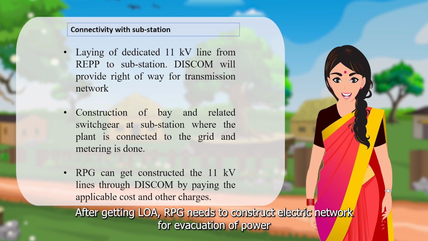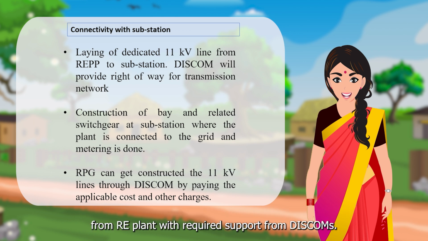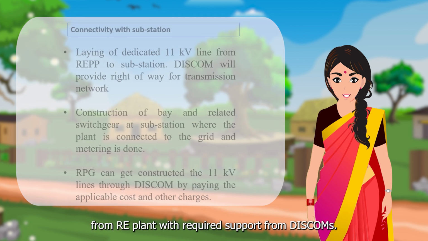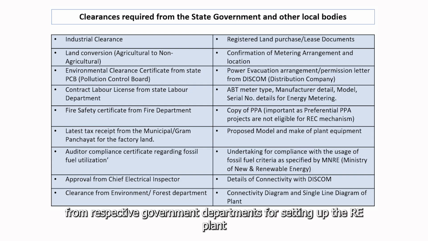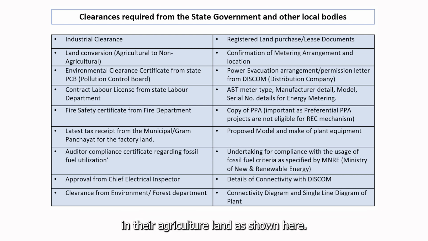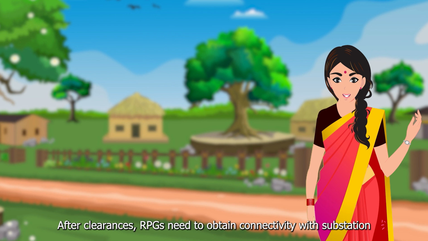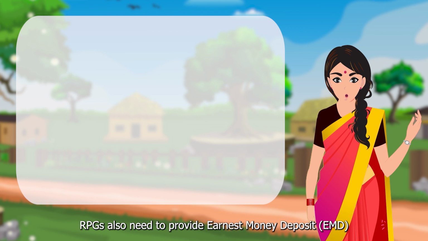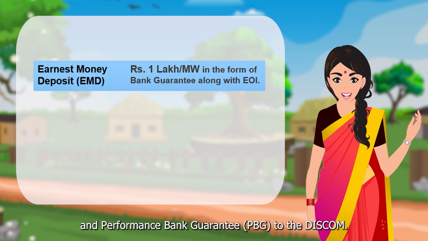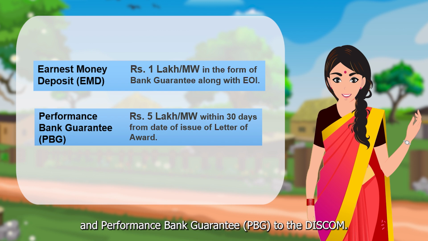After getting the letter of award, the RPG needs to construct the electric network for evacuation of power from the RE plant with required support from DISCOMs. The next step is for the RPGs to obtain clearances from respective government departments for setting up the RE plant in their agricultural land, as shown here. After clearances, RPGs need to obtain connectivity with the substation by signing a PPA with the local DISCOM for the sale of power generated. RPGs also need to provide earnest money deposit, EMD, and performance bank guarantee, PBG, to the DISCOM.